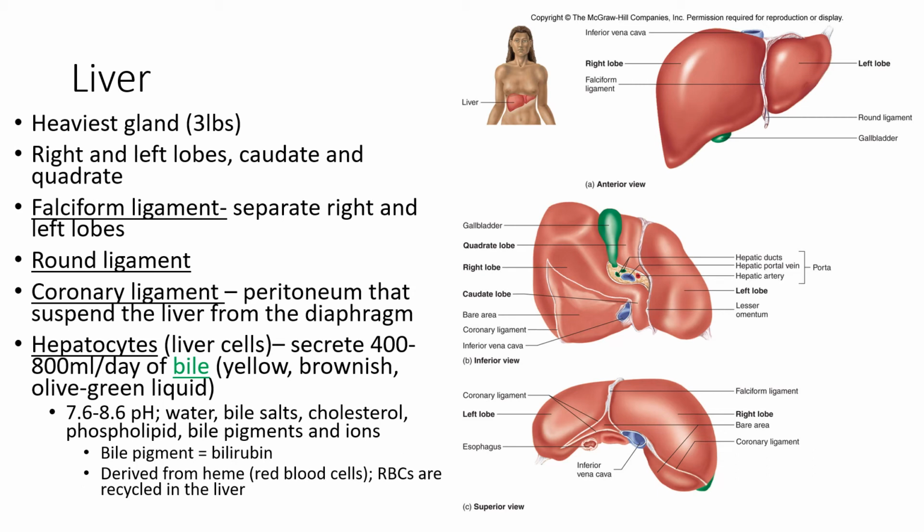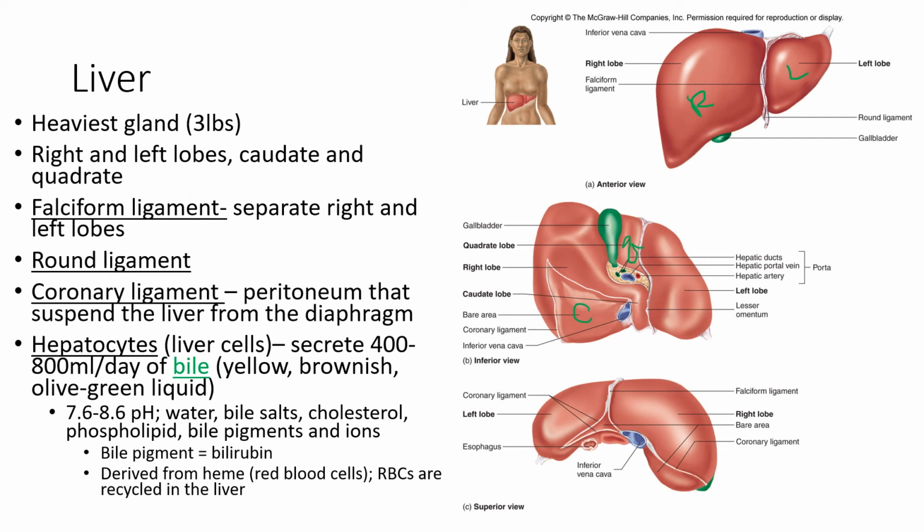So moving more into the liver, again, it is roughly 3 pounds. It is your heaviest gland. It has right and left lobes, a caudate and a quadrate lobe. So make sure that you make a note of where these lobes are. If you move the liver around, you can see them a little bit better. So we've got our right, we've got our left. We have our caudate, and we have our quadrate lobes.